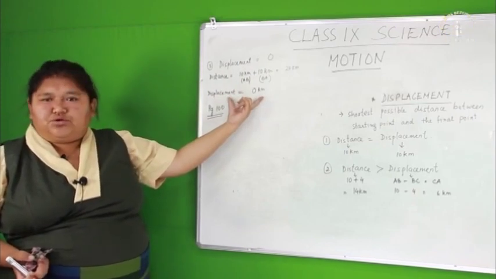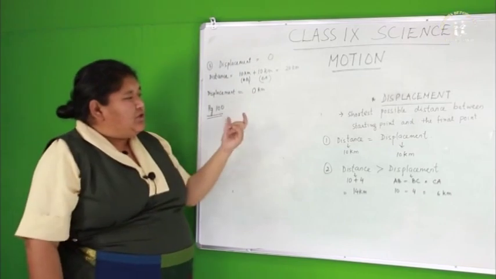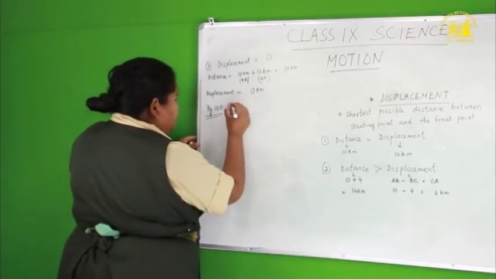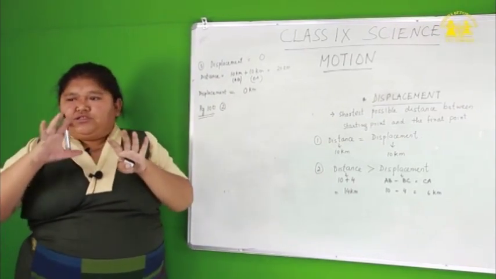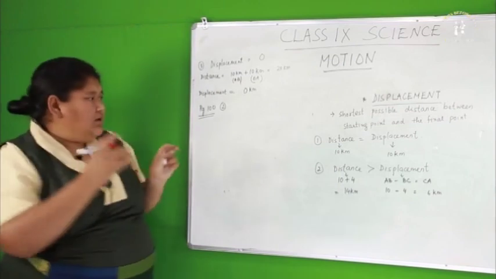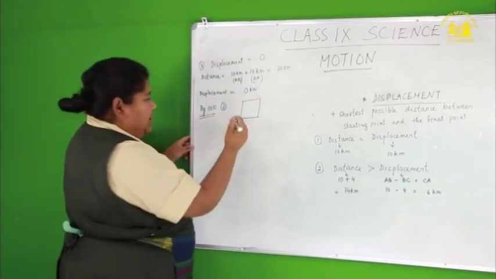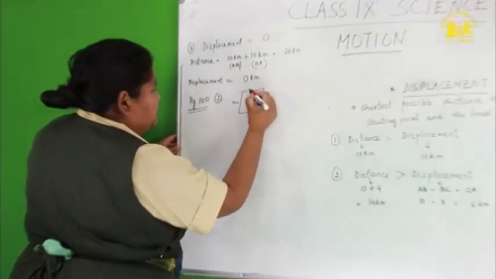We will discuss an example of this. Now the displacement question on page number 100 of your textbook: a square field, a real square field, with side 10 meters.